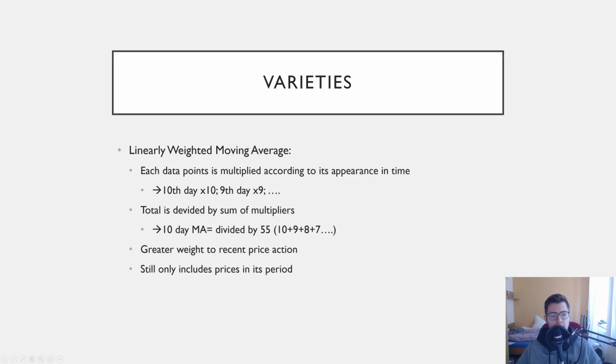So as you can see also here, on the 10-day moving average, they are added up. For example, 10 plus 9 plus 8 plus 7 and so on, is then divided by 55. And then this also appears on the chart as a data point. And also it still only includes closing prices or price action in its programmed period. So for example, 50-day, only the last 50 days.